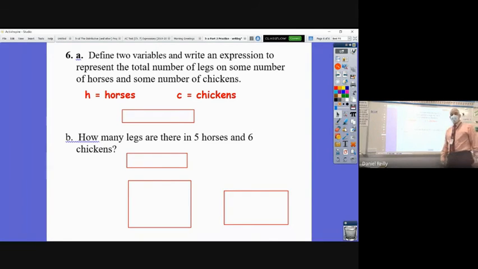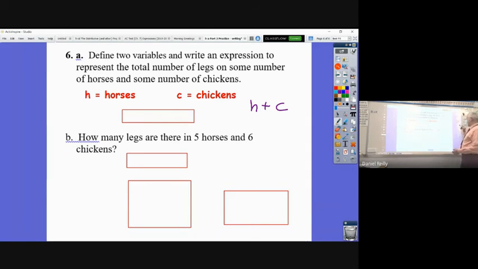All right, now my expression has to tell me how many legs this group of animals has. So what is the expression? Oh, I did H plus C. Okay, so if there were 5 horses and 2 chickens, would they have 7 legs? No, so this isn't going to tell you how many legs there are. This is just going to tell you how many animals there are. What do I have to do with these variables to get the number of legs?